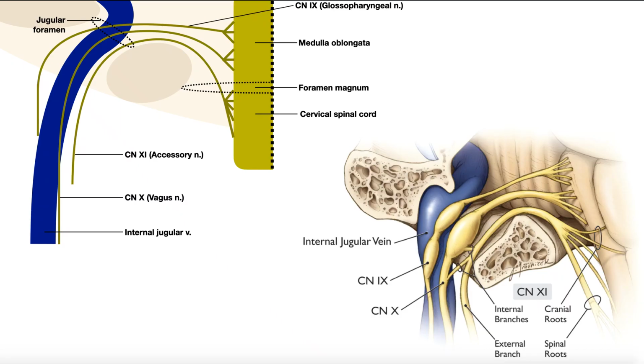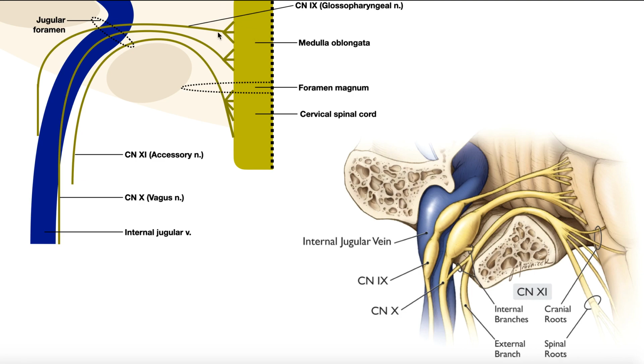This video is going to be all about cranial nerve 9, or the glossopharyngeal nerve. So let's get into it. We'll first start by talking about the origin of the glossopharyngeal nerve here at the brainstem, and then we'll go into all the branches and all the functions.